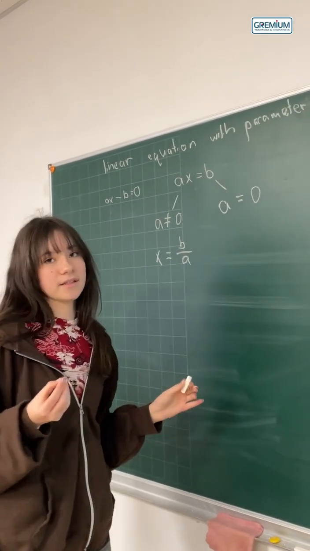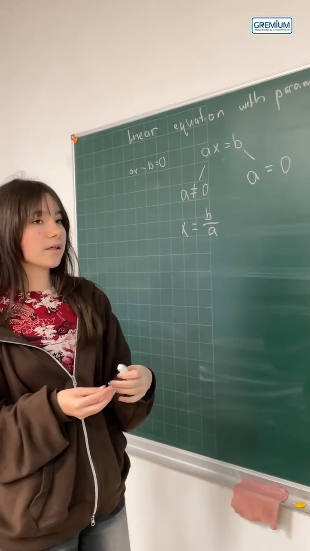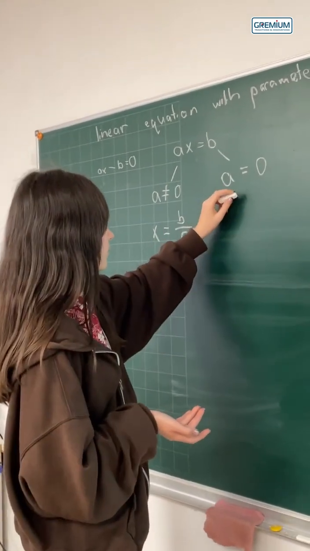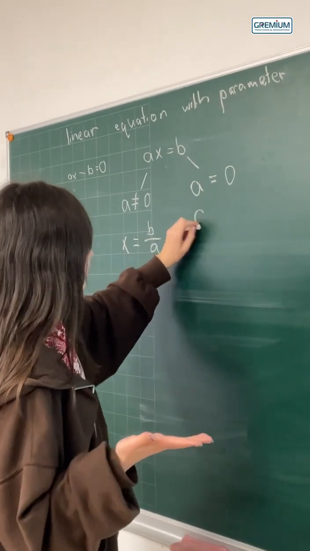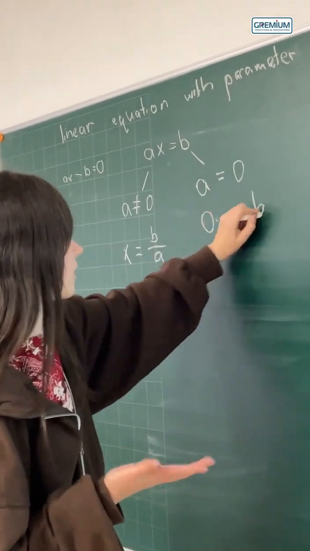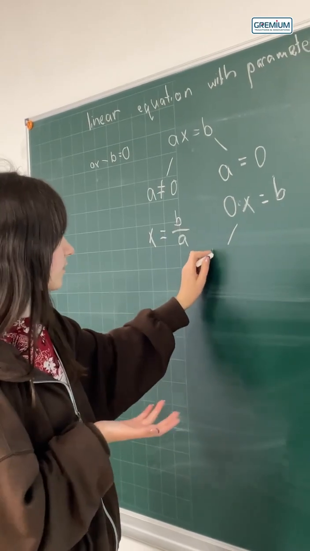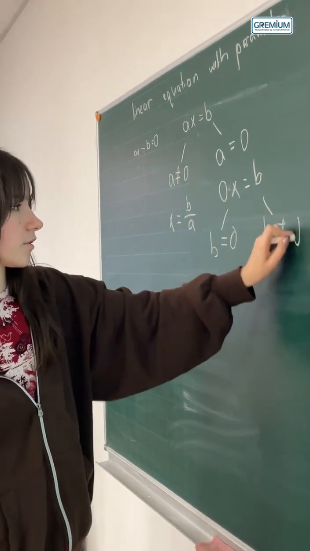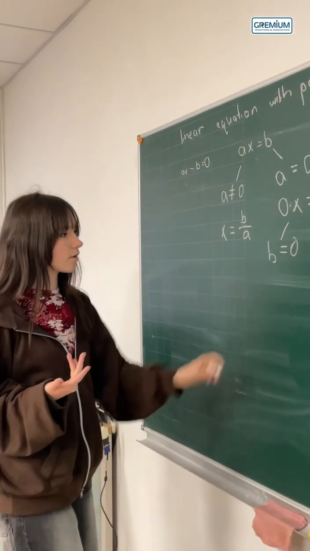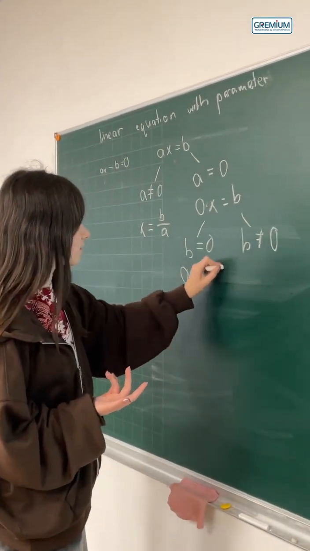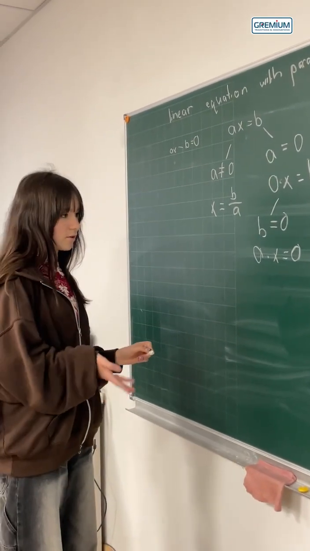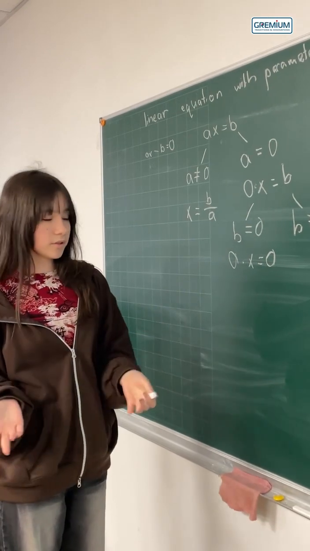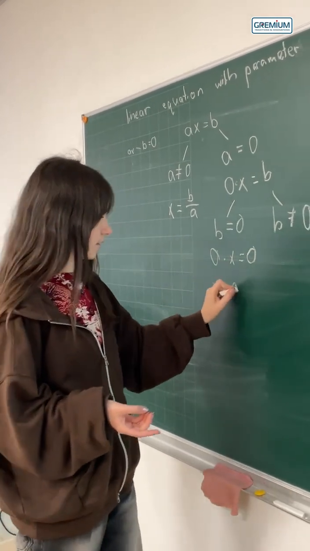And when a is equal to 0, then we also need to have two options. So it's going to be 0 times x equals b, and so we need two options. The first one is when b equals 0, and the second one is when b doesn't equal 0. So when b equals 0, the equation looks like this: 0 times x equals 0, and 0 times any number is going to be 0. So x can be any number.